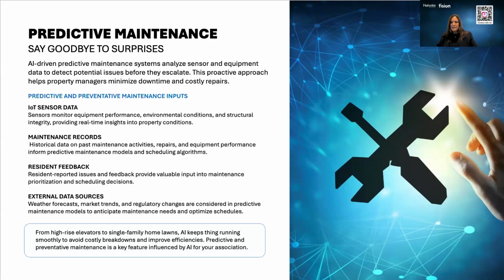So from high-rise elevators to single-family home lawns, AI keeps everything running smoothly to avoid those costly breakdowns and improve your efficiencies. Predictive and preventative maintenance is a key feature influenced by AI for your association.